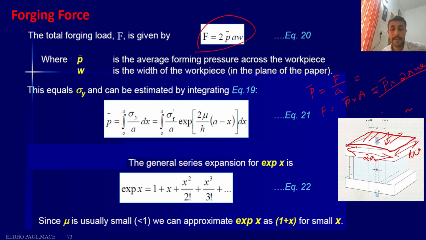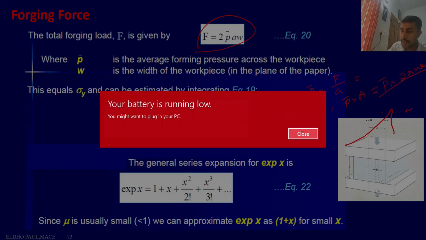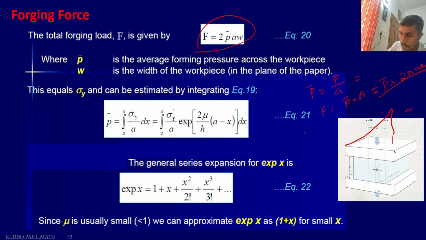What is P bar? I don't know the average pressure. To calculate the average pressure, we need to do integration. By integration, we can calculate the average pressure. So this is the distribution of the sigma y value. Sigma y value distribution. Friction hill.